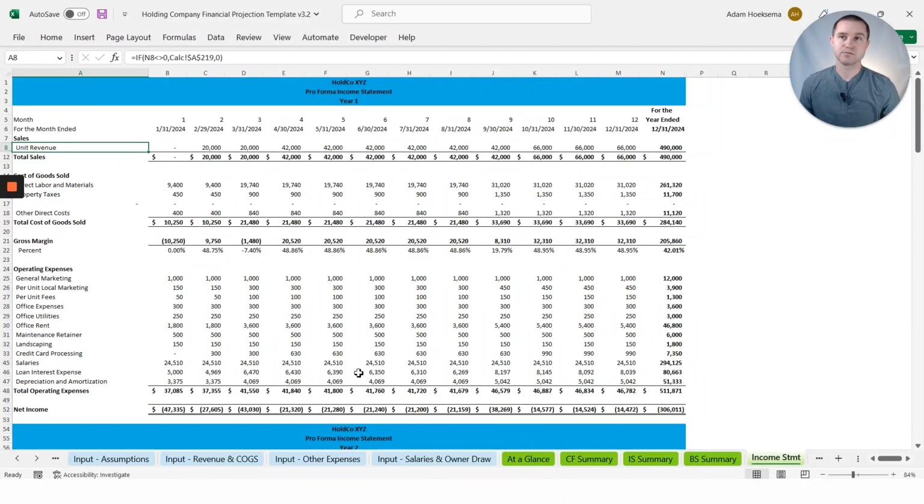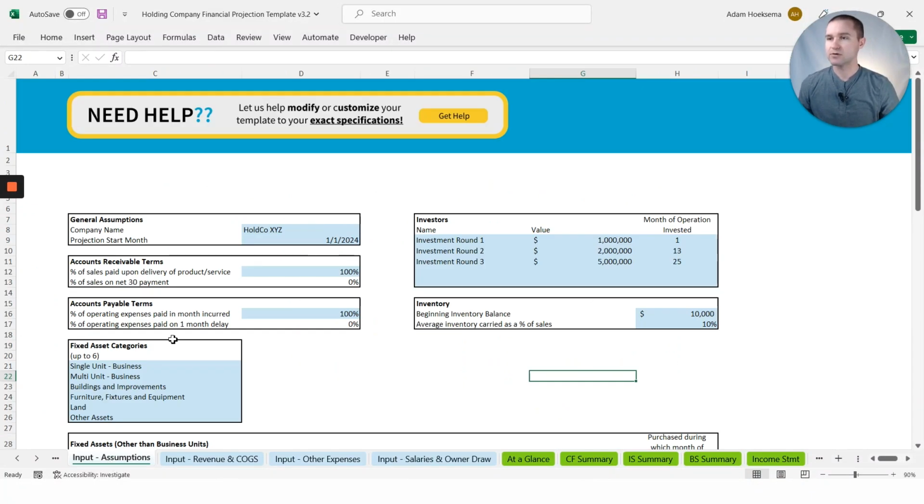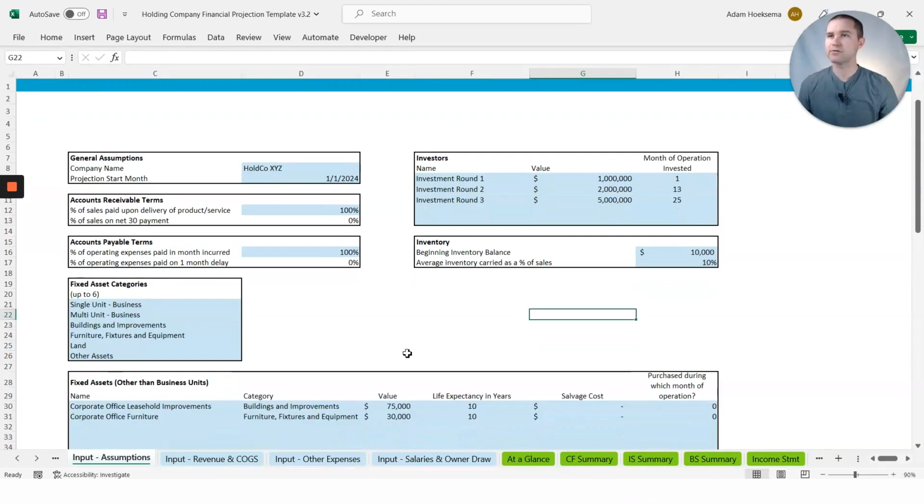But in order to produce these reports, we have a little bit of work to do on the input side. So I'm going to go back to our Input Assumptions tab and walk you through this. You can pick a start date. You can add investments, different rounds of investments.